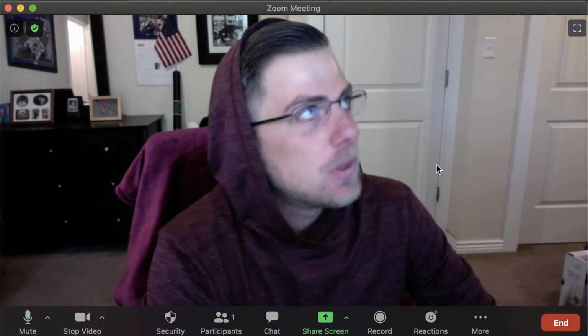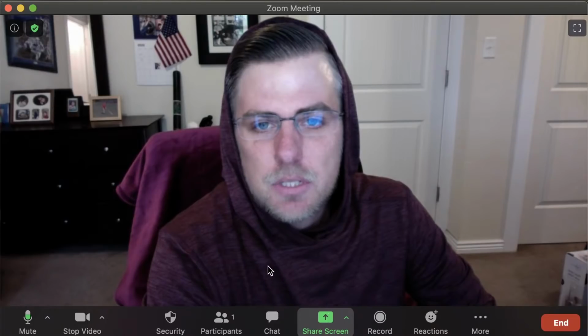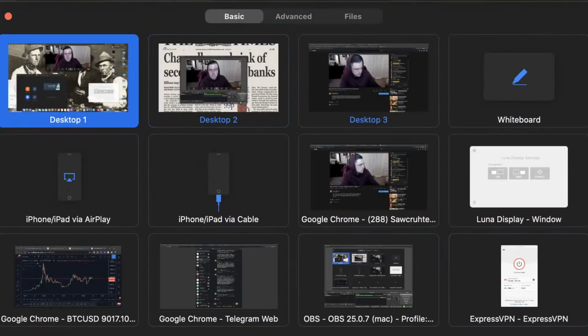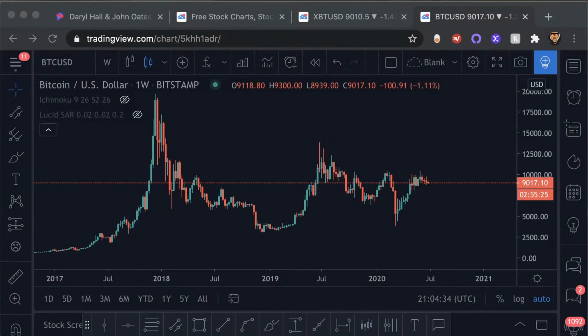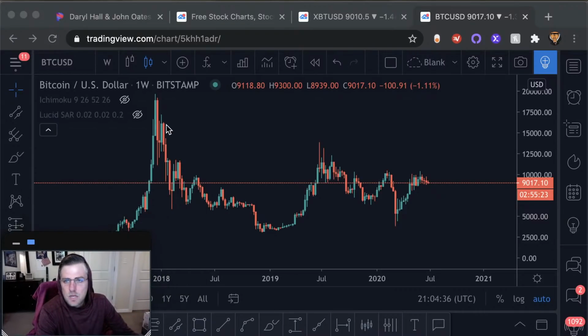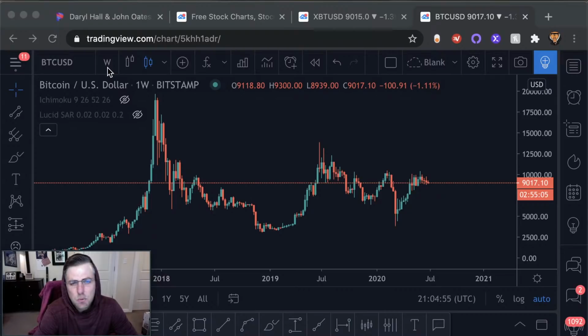And with that being said, I'm just going to jump into some charts here. We've got the Bitcoin weekly chart pulled up, and the question that we're going to try to answer is: is this an opportunity to buy a dip in a bull market, or is this the first signs of a bull trend reversing into what would be a bear trend?